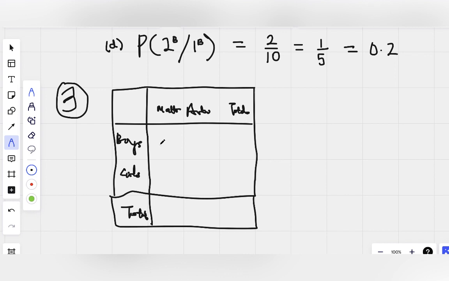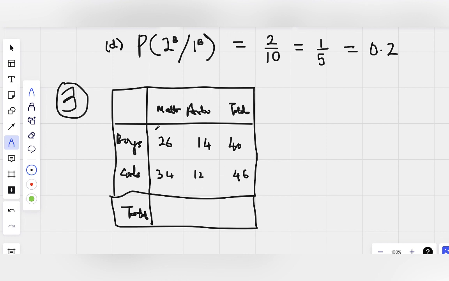Okay, so for boys we have 26 students taking mathematics, and we have 14 students taking art. So the total of that is 26 plus 14, which gives us 40. Then for girls, we have 34 students taking mathematics, and we have 12 students doing art. So that gives us a total of 46 students.